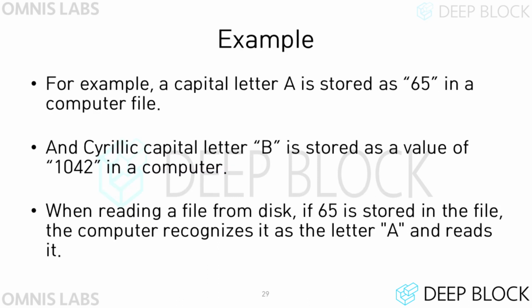For example, a rule was created to store the uppercase letter A of the English alphabet as the number 65 when stored on the computer. And a rule was created so that the uppercase Cyrillic letter V is stored in the computer as the value 1032. So when reading a file on a computer, if the file complies with the Unicode standard, the value 65 in the file is recognized as the character A.